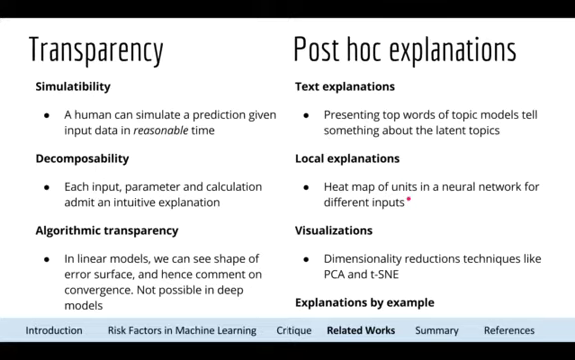In a neural network, we might not be able to interpret the full mapping learned, but we can explain the local outcomes by visualizing a map of cells in an LSTM for different inputs. Other techniques include explaining through examples and visualizations.